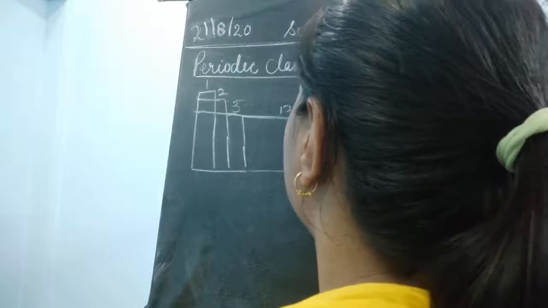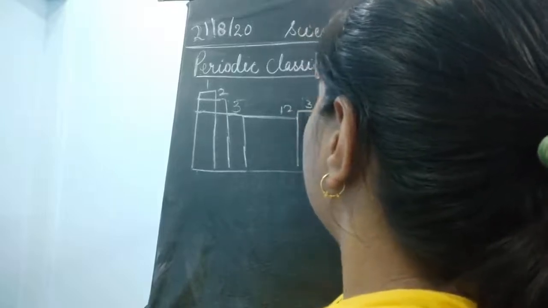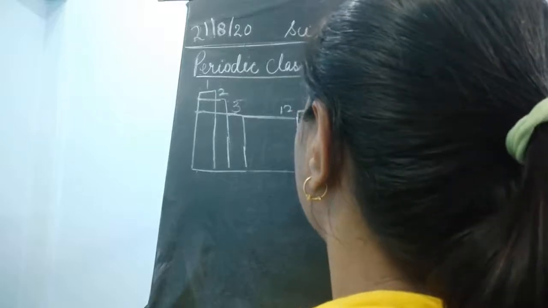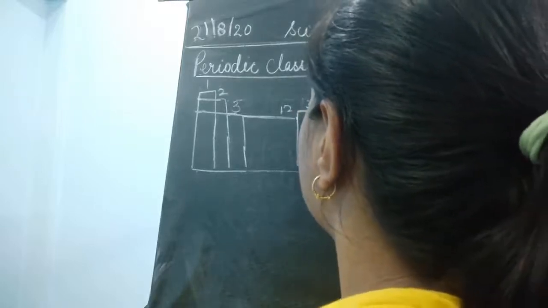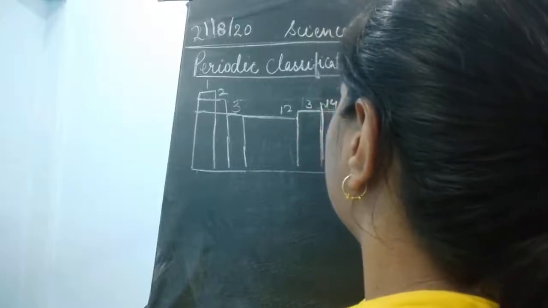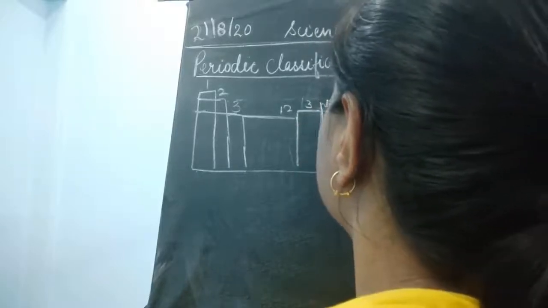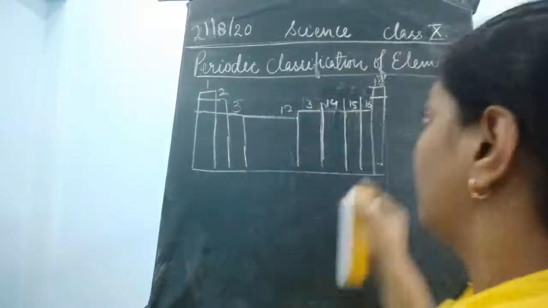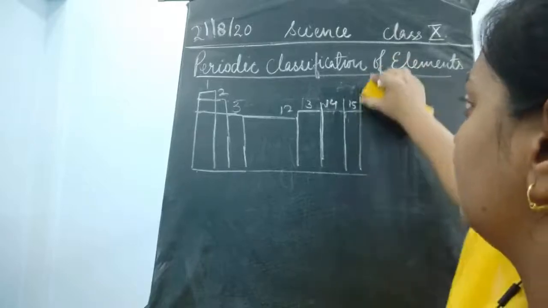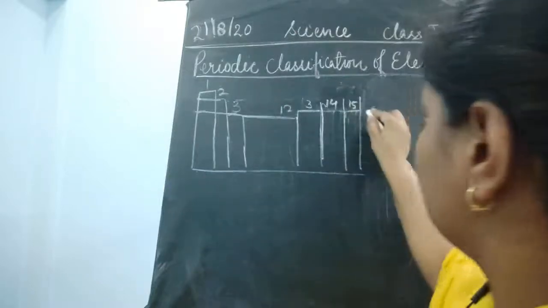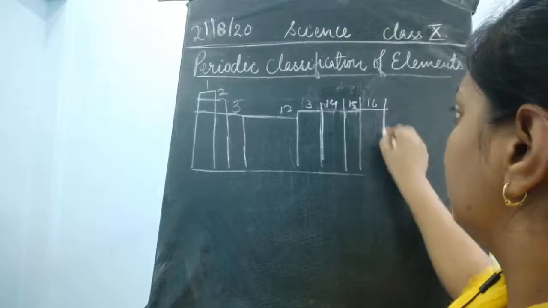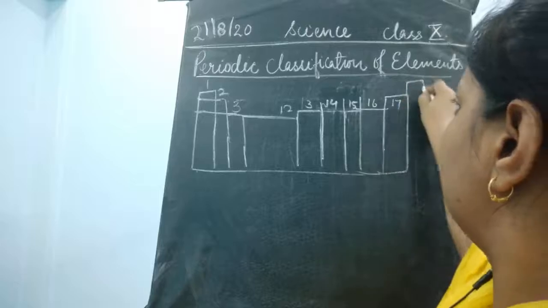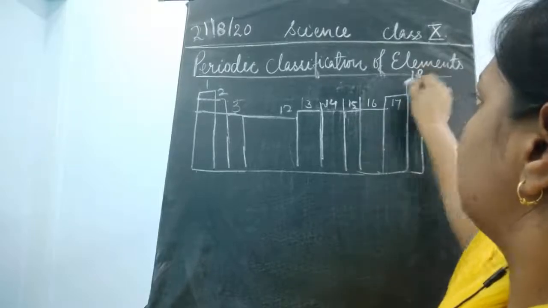So I'll rub this off. I'll make it again. 13th, 14th group, then this is 15th, 16th, then after that it is 17th, this is 16th, 17th and 18th. Okay, so this one is the 18th group.